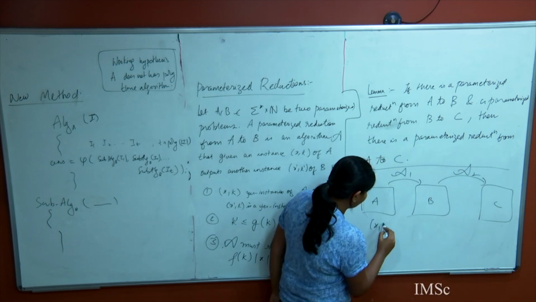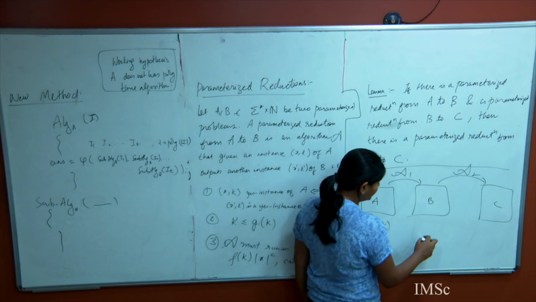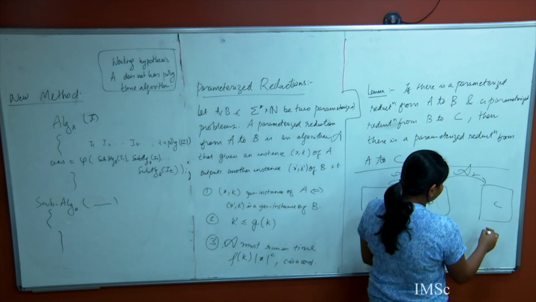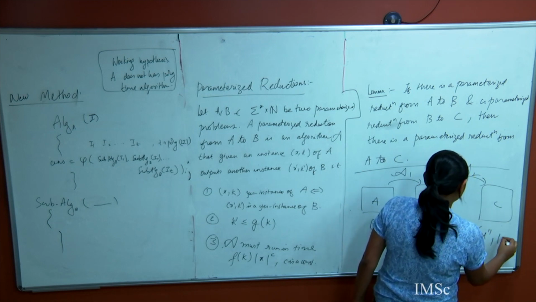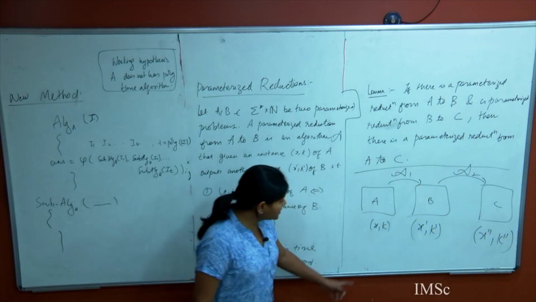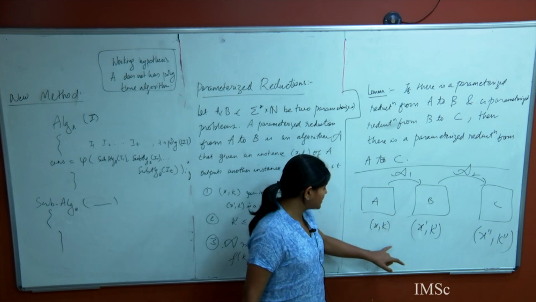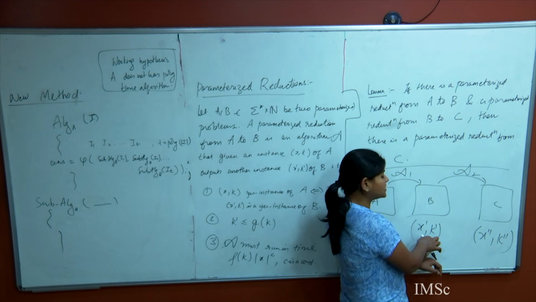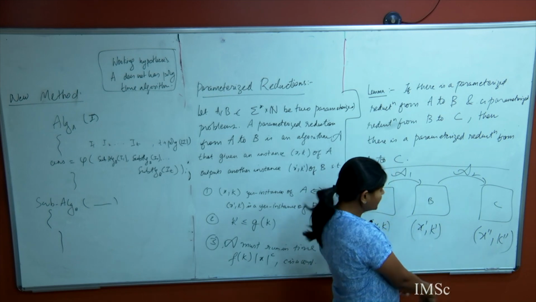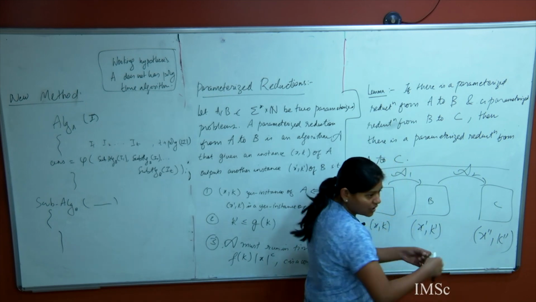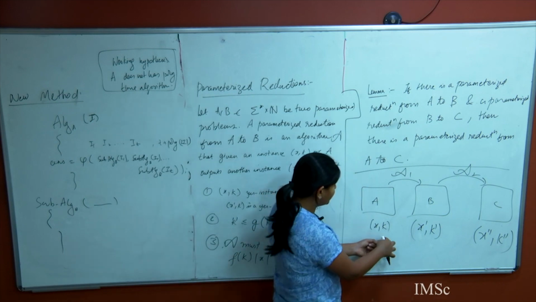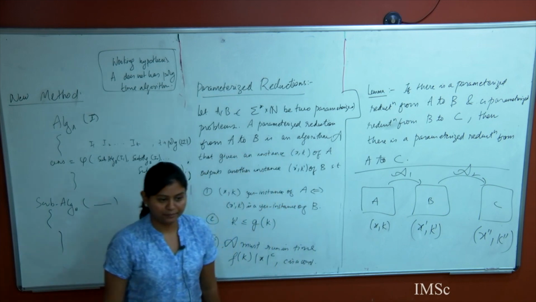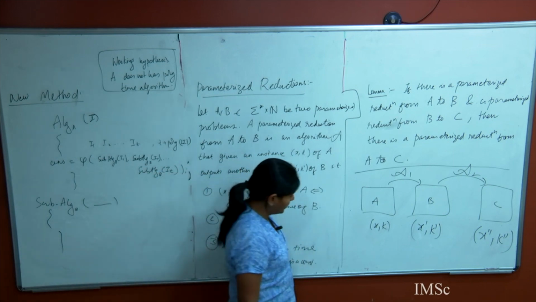Given an instance x comma k here, you can convert it to an instance x prime k prime here, and this you can further convert to some x double prime k double prime here. Notice that here k prime is bounded by some g of k. Here k double prime is bounded by some g prime of k prime. So you compose these two functions and still you can obtain that this k double prime is bounded by some function of k, right?